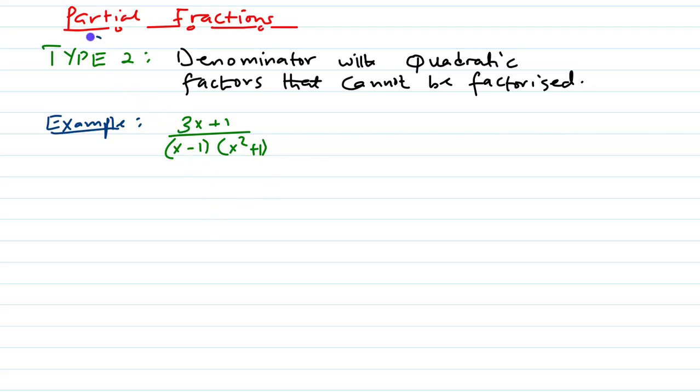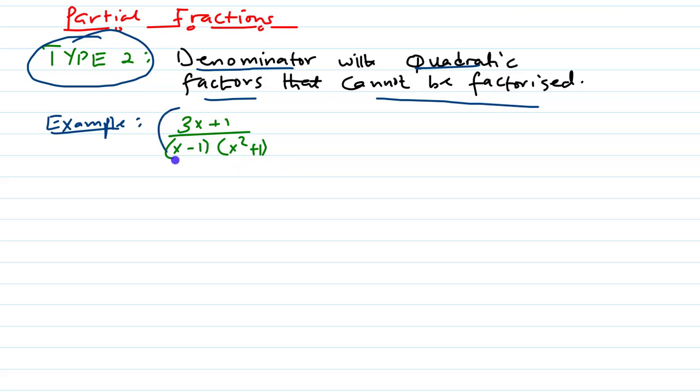Alright, so let's look at another category, another type of partial fractions, where the denominator has quadratic factors, especially those that cannot be factorized. If you look at this example here, we have a linear factor x minus 1 and a quadratic factor x squared plus 1, and we cannot factorize this whatsoever because it has complex roots. So let me go ahead and do this.